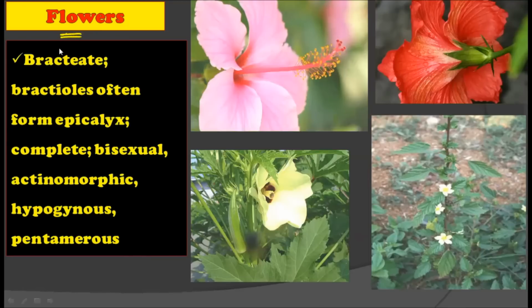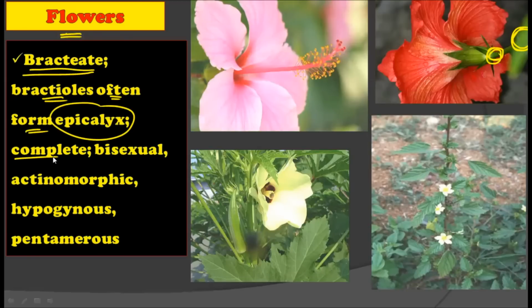Now let's check out the flowers of the Malvaceae family. First of all, the flowers are bracteate. That is, all the flowers contain a bract at the base of the receptacle. Then all these bracteoles often form the epicalyx. That is, all these bracteoles come together to form the epicalyx. And then these flowers are complete flowers.